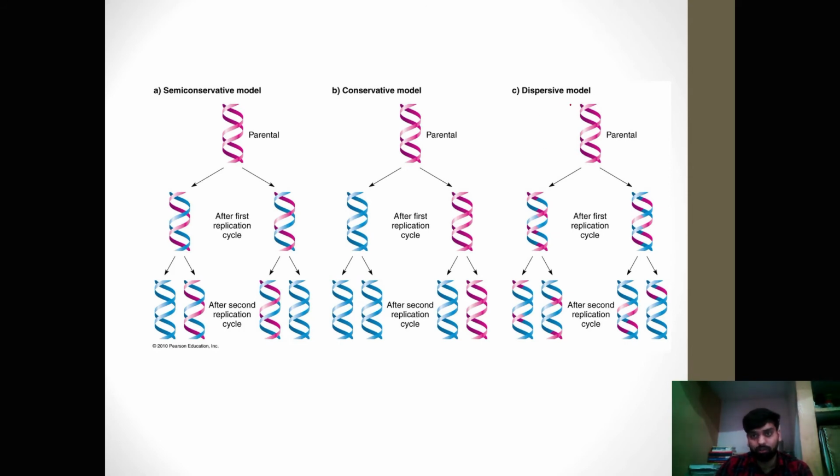Now in the dispersive model, we can see that the parental strand is present in short stretches in the daughter strand. It means it neither completely gets attached nor attaches semi-conservatively, but it is attached in small stretches, and in the next generation it will be present only in a small amount in the daughter DNA.